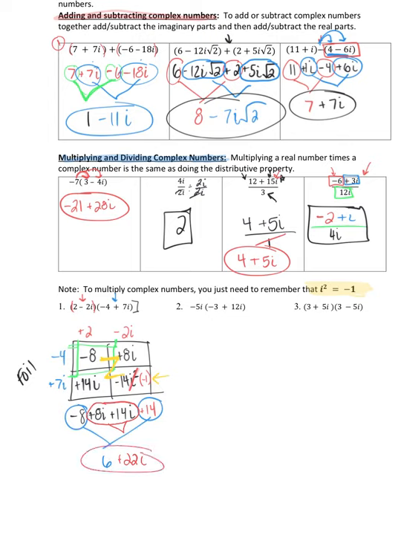Okay, so this is how you would complete something like this. Now the next one looks a little bit different. So this one looks a bit different because now I'm not going to use the box method because I only see one term on the outside here, okay?